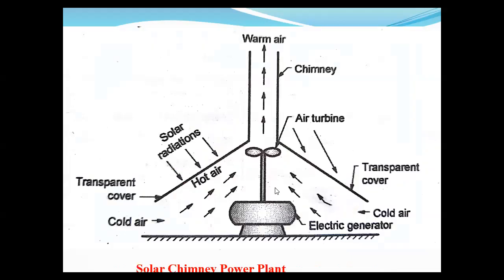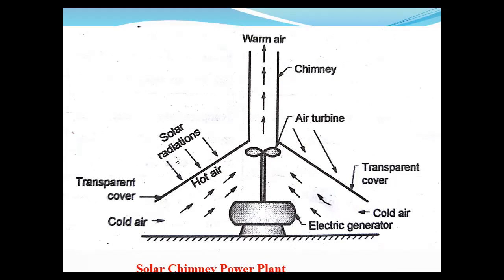The last solar thermal power plant is the solar chimney power plant. In this case, we have a chimney type structure, and this is the transparent cover. Below this chimney structure, we have the turbine, an air turbine, to which an electric generator is coupled.